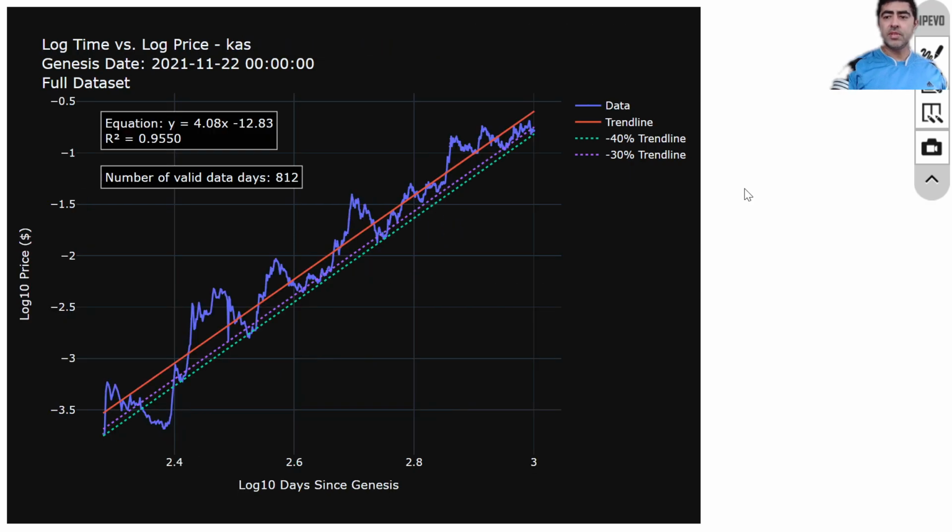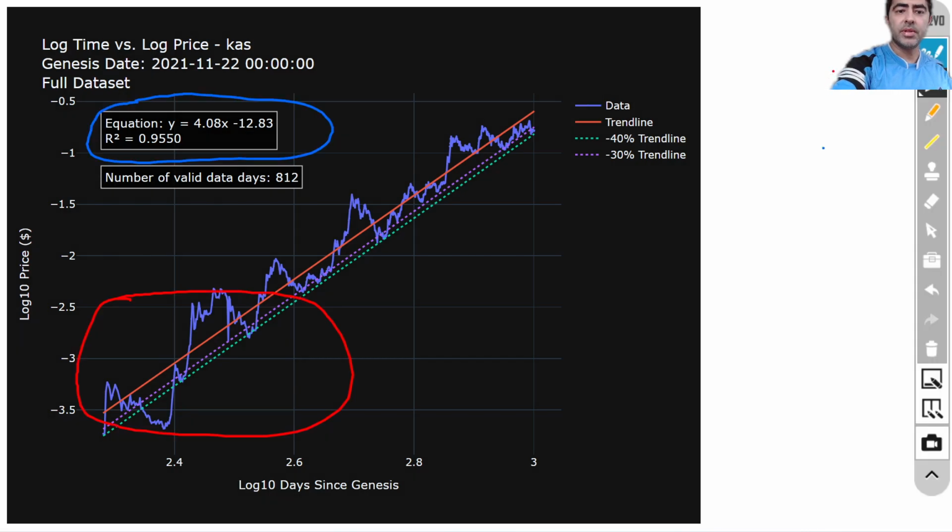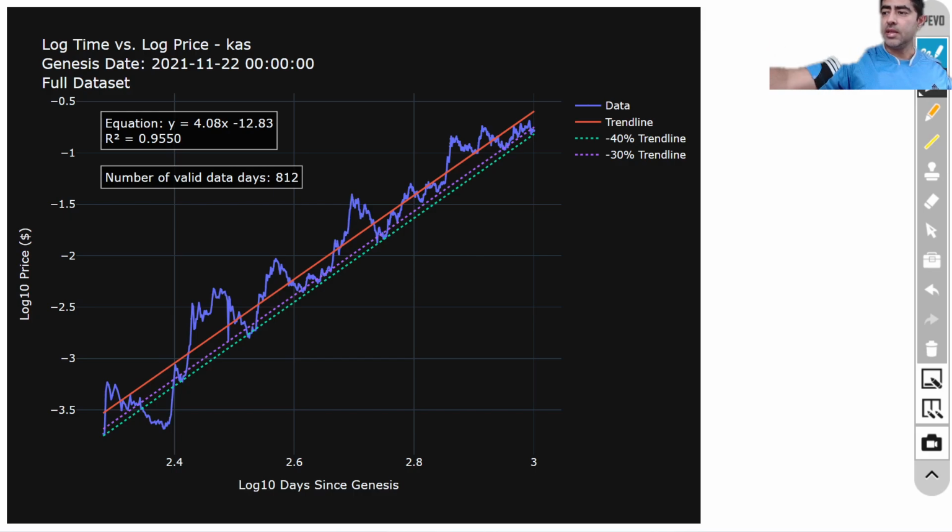So this, as you can see, is for Kaspa, not for Bitcoin over here. Let's again clean this up. And we can see over here that we also have a fantastic fit. The R squared is 0.95, showing that it's explained very well. But the equation is different. Even though the parameters of the equation are different, it's following the overall form.